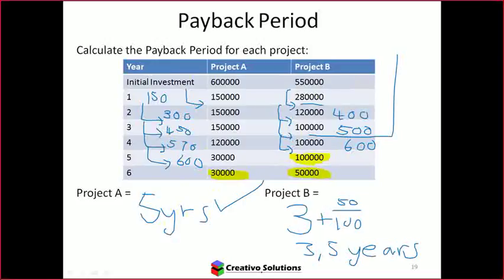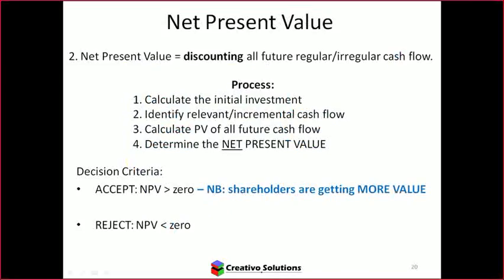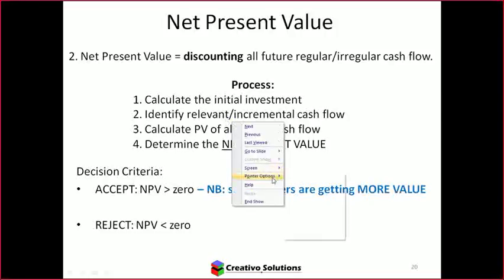Okay, think about this. Payback period for A was 5 years, right? So does A consider year 6's inflow? No. Payback period for project B was 3.5 years. Do I consider those two, the 100 and the 50 at years 5 and 6? No. So do you agree payback period doesn't take time value of money into consideration? Here we're looking at time value of money.